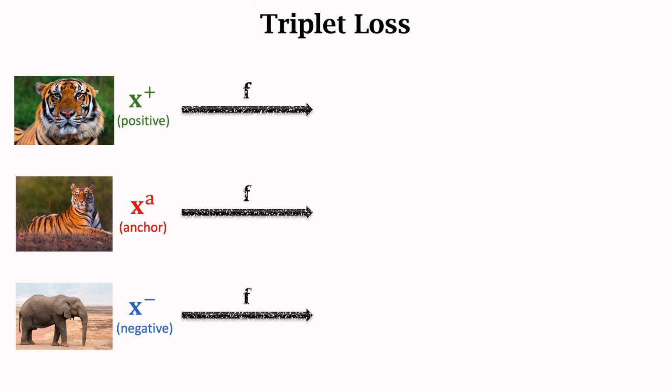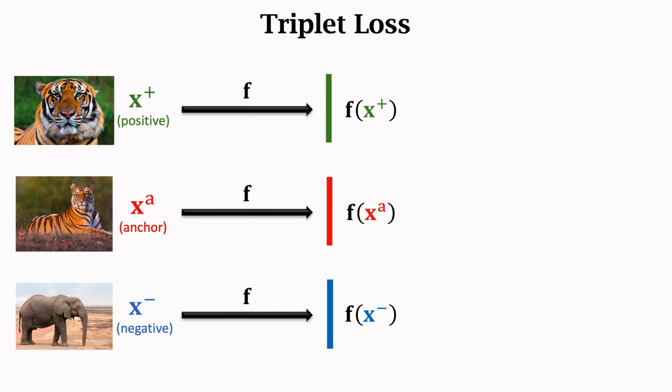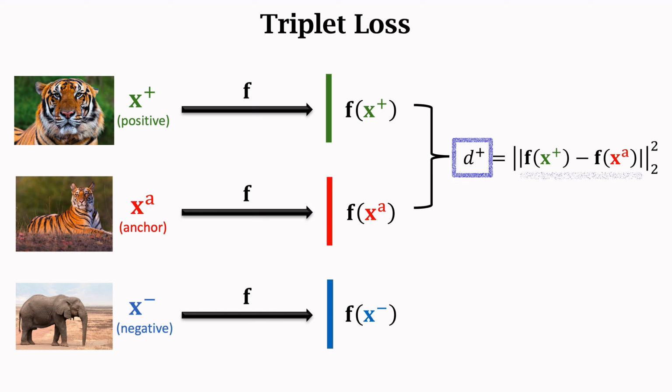Feed the three images to the convolutional neural network F. Although the name is Siamese network, there is only one convolutional neural network. The three Fs are the same neural network. The convolutional neural network extracts three feature vectors from the three images. Calculate the distance between the positive sample and the anchor in the feature space. Let d_positive be the squared distance. It is the squared L2 norm of f(x_positive) minus f(x_a).